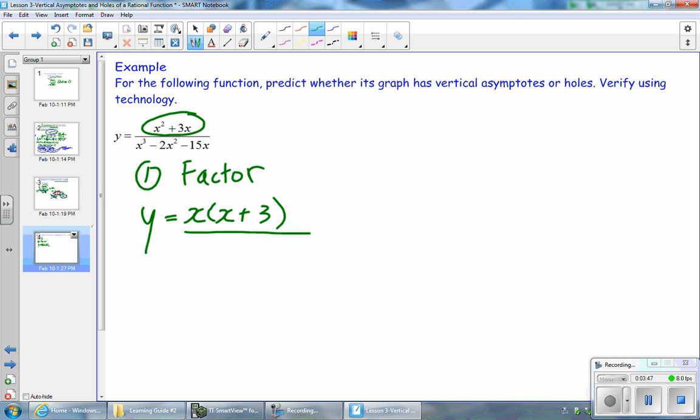Okay, so now we're going to factor the bottom. Take a look at each term. Is there anything common to each of those? Well, yes, we could take out an x. So if we factor out an x, we're left with x squared minus 2x minus 58.